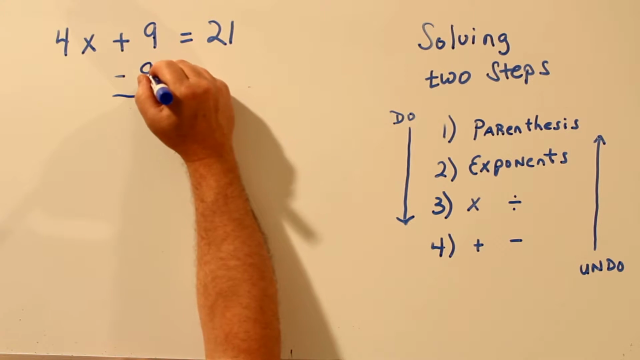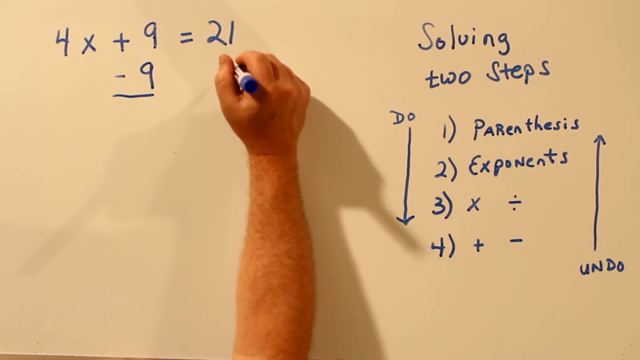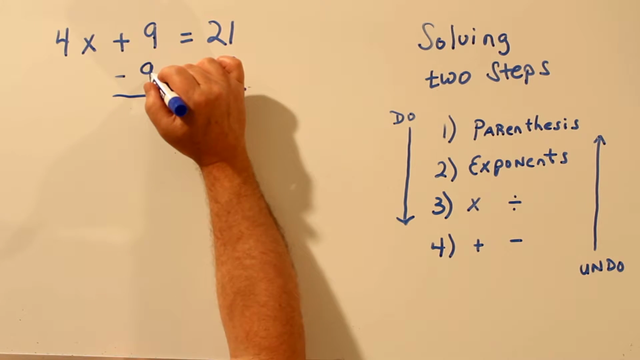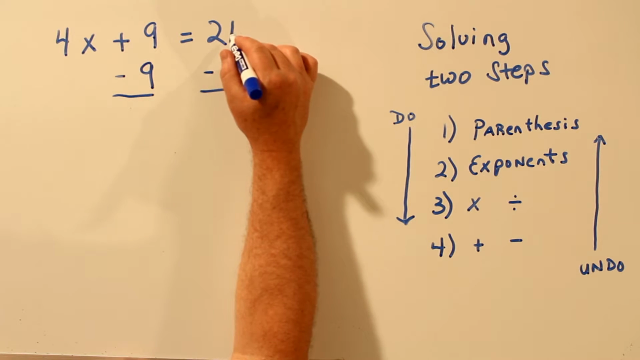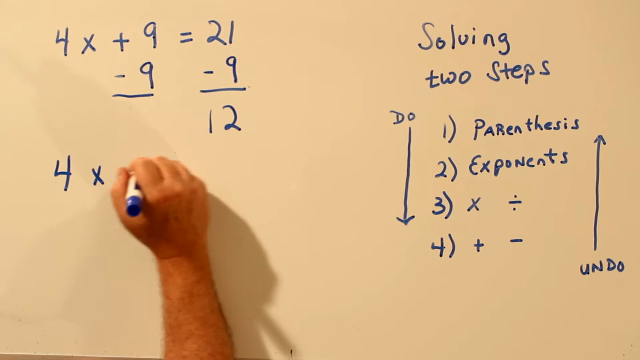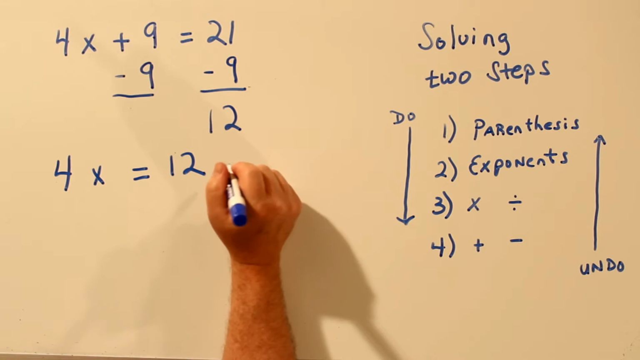And if we subtract 9 from this side of the equation, to keep the equation true, we have to subtract 9 from this side of the equation. Over here, plus 9 minus 9 is 0. Over here, 21 minus 9 is 12. Now our equation looks like this. 4x equals 12. And we're down to a one-step equation.